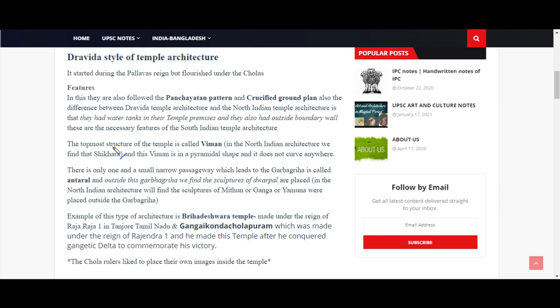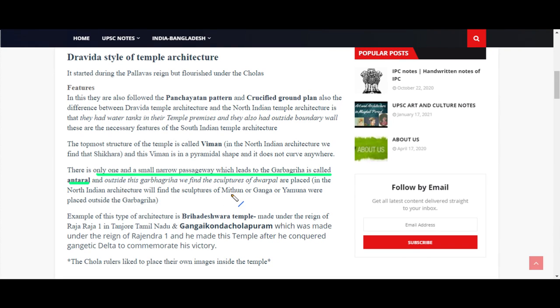Nagara style of architecture. In the Dravid style, the topmost structure of the temple was called Viman, whereas in the Nagara style of architecture in North India, this topmost structure, which was curvilinear in shape, was called Shikhara, right? But the Viman, on the other hand, was pyramidal in shape and did not curve anywhere. There was also only one small narrow passageway which led to the Garbhagriha, which was called Antarala, in the Dravid style of architecture.